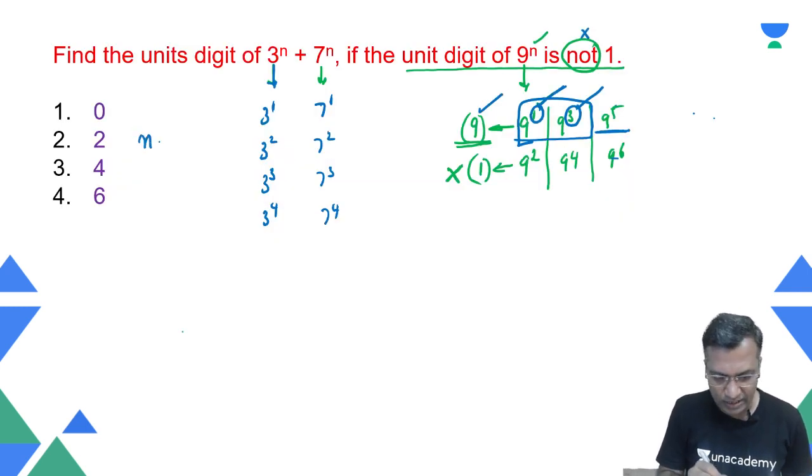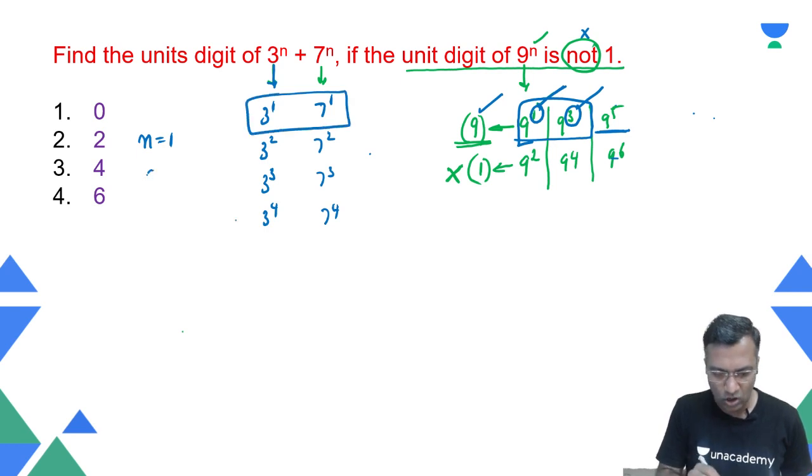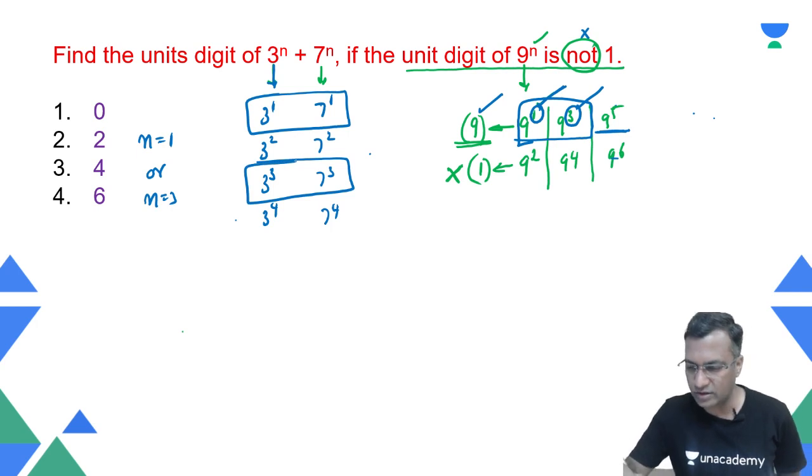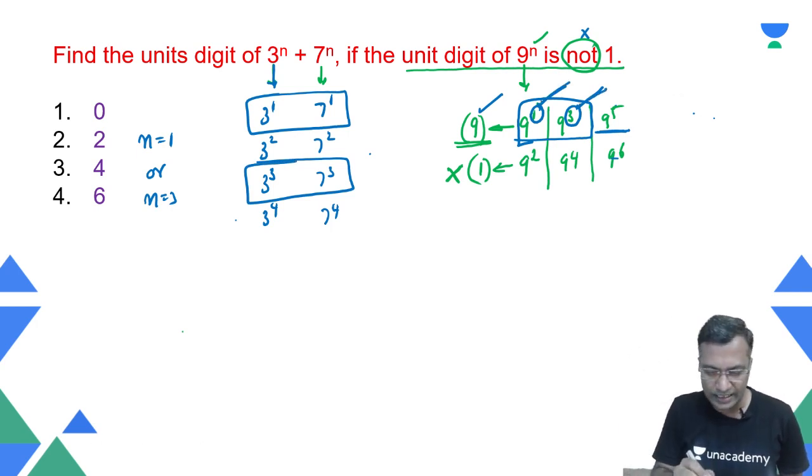You are trying to say that either n can be 1, which means this case is prominent, or n can be 3. From where did I get that 1 or 3? From the powers of 9. 1 or 3. So I need to discard the other two facts. Fair enough. So add them.